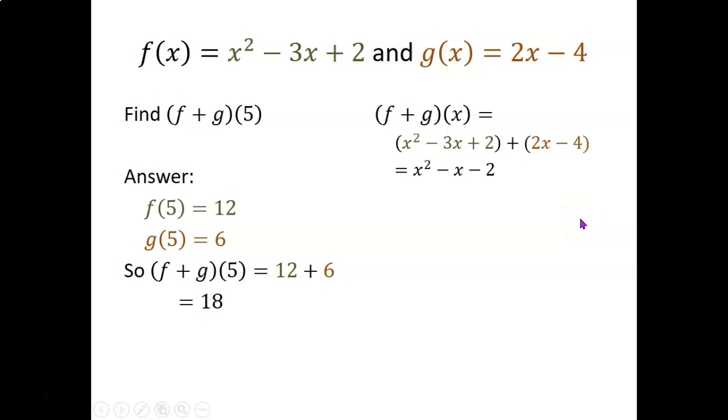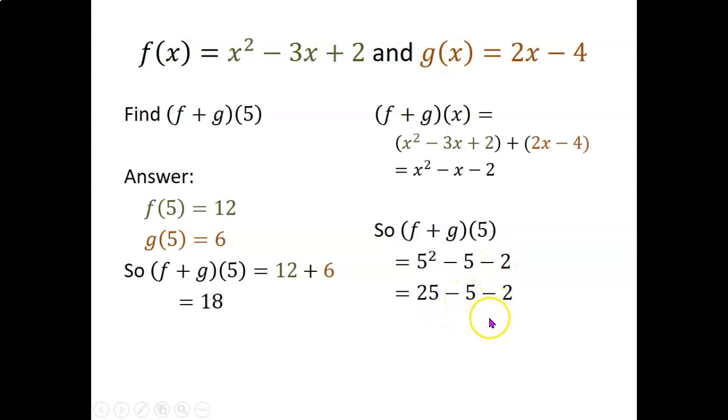And then we put 5 in for x. So f plus g of 5 would be 5 squared minus 5 minus 2. That's 25 minus 5, which is 20, minus 2, which is 18. So we get the same thing either way. Either approach works.